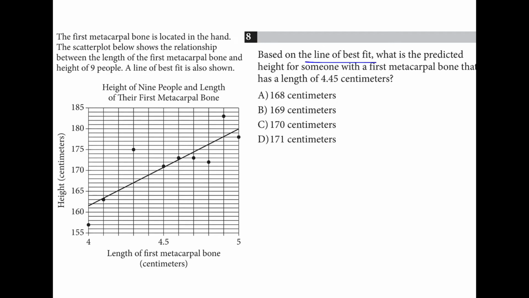Based on the line of best fit, what is the predicted height for someone with a first metacarpal bone that has a length of 4.45 centimeters? So 4.1, 2, 3, 4.5. We follow that up. This is our prediction. We are at around 169 or 170. Turns out we have to be very precise, so if we follow 170 over, there's our answer.